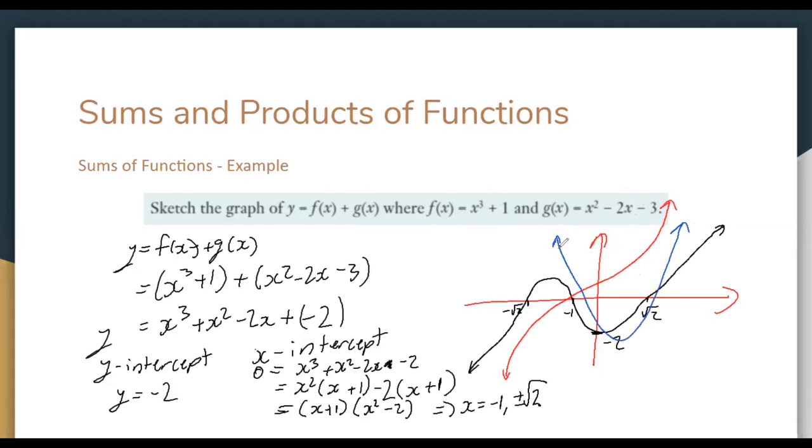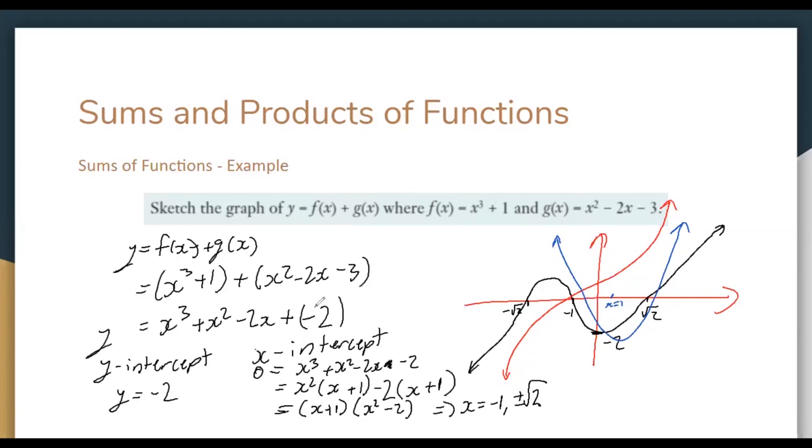And then you can add up each individual point and get an overall shape for the graph, and then you can draw it out. So generally speaking, if you're given the equations though, you just add them together algebraically and then you graph the new function. But for these ones, you would take, okay, so let's say I have x equals 1. Well, what's this parabola at x equals 1, and what's this cubic at x equals 1, and then you add those, and then you graph that point.